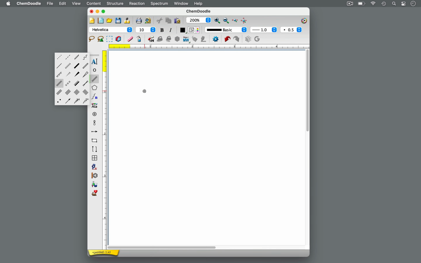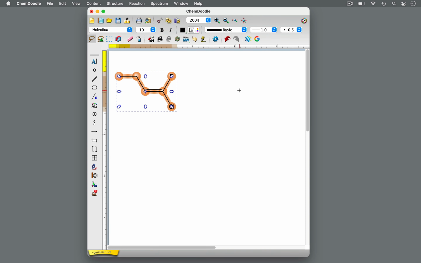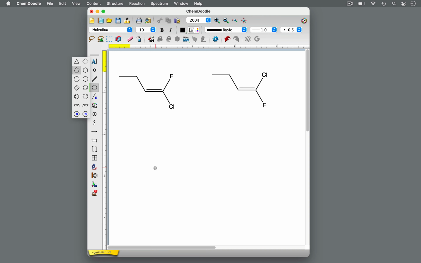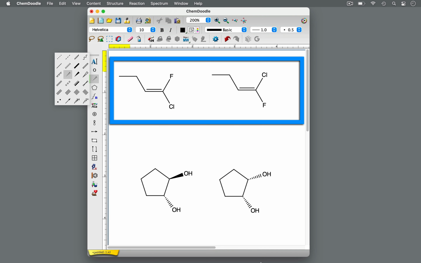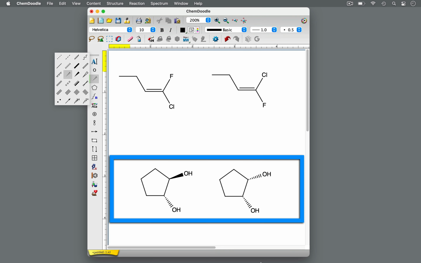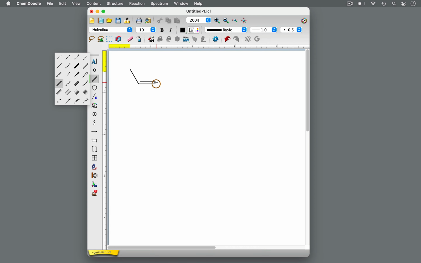Geometric isomers are stereoisomers, so they have the same atoms attached in the same way, but the atoms are arranged in space differently. They are diastereomers, which are molecules that are neither mirror images of each other nor superimposable. Cis-trans isomers are commonly seen in molecules with limited movement, particularly in alkenes with different substituents around the double bond, or cyclic compounds. Let's look first at alkenes.